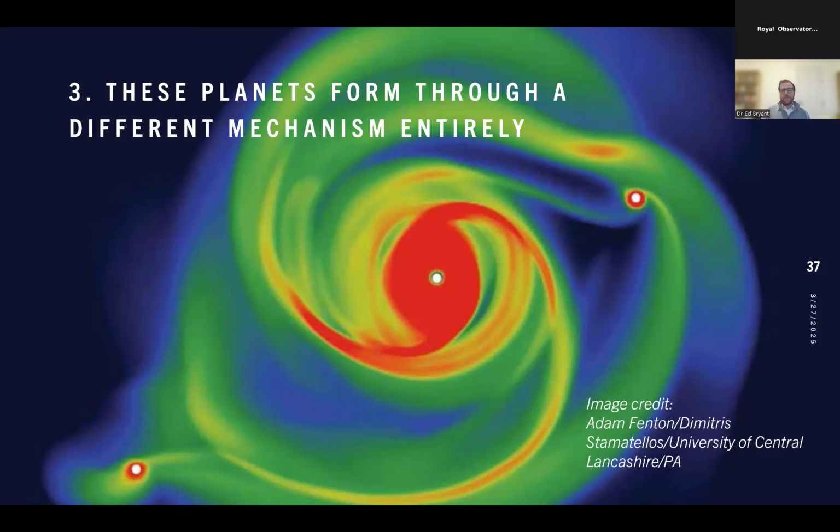And while there's still a lot of work being done to understand whether these disks are able to fragment in the right way to form these planets, what has been shown is that if these disks can fragment, they are very, very good at forming giant planets, even around the smallest stars.